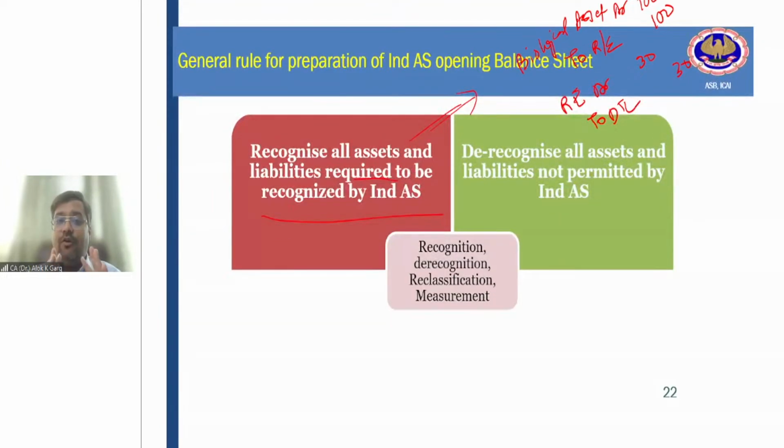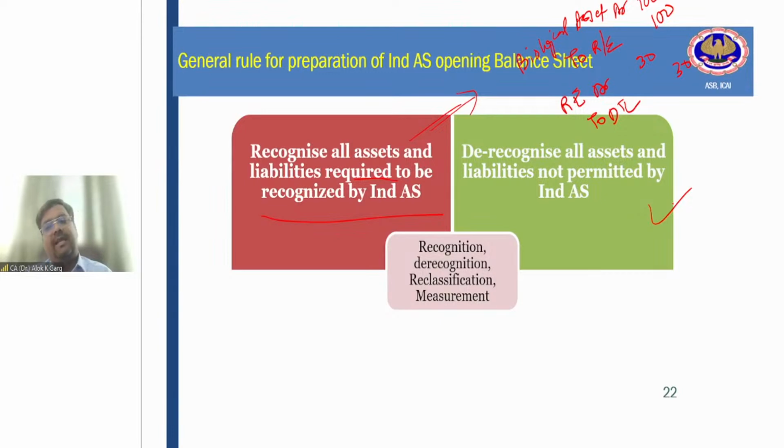Recognize all assets and liabilities required to be recognized by Ind AS. Derecognize all assets and liabilities not permitted by Ind AS. Friends, when Ind AS came in India, all these first phase companies like Bharti Airtel, Reliance, Adani, Tata, L&T, Nestle, ITC, all these companies derecognized dividend on the date of transition. Why? Because under IGAP, dividend was treated as an adjusting event under the old accounting standard. But under Ind AS, the dividend is treated as a non-adjusting event where only disclosure is required.